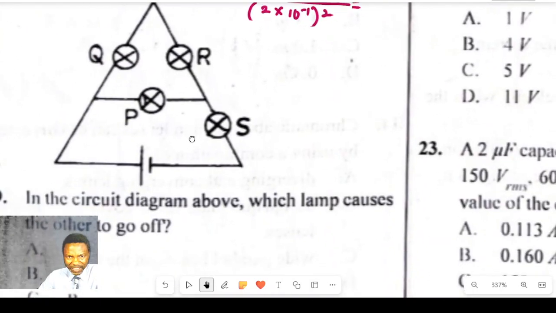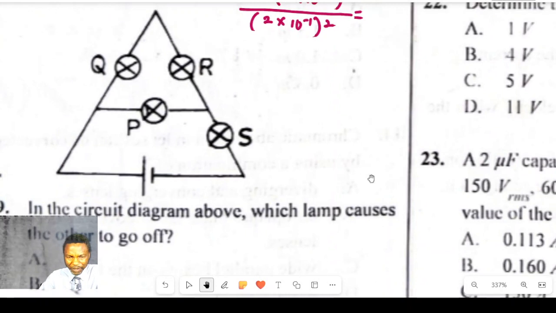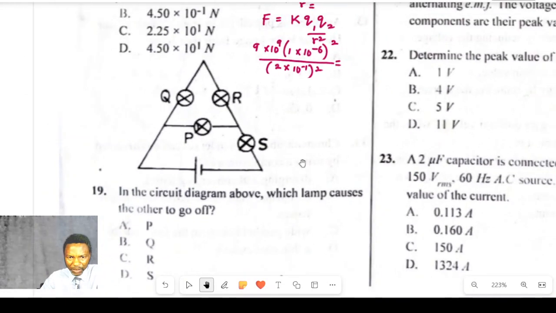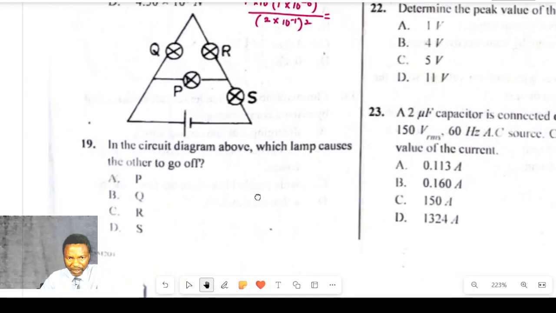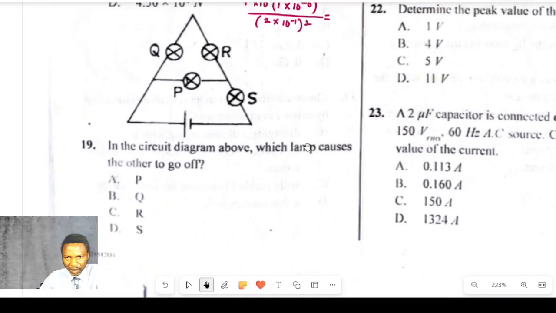Question 19. This is actually a giveaway question. In the circuit above, they want you to find out which lamp causes the other to go off, and that is X. If you remove this, the battery is disconnected from R, Q, and P. So this is the only one.